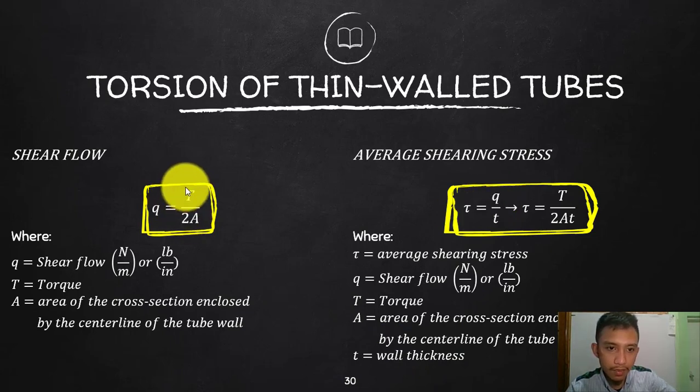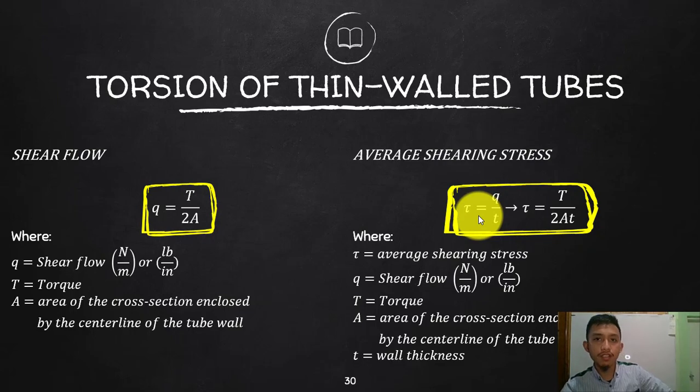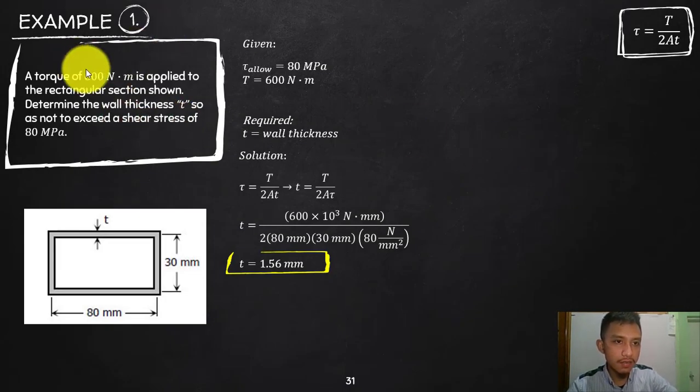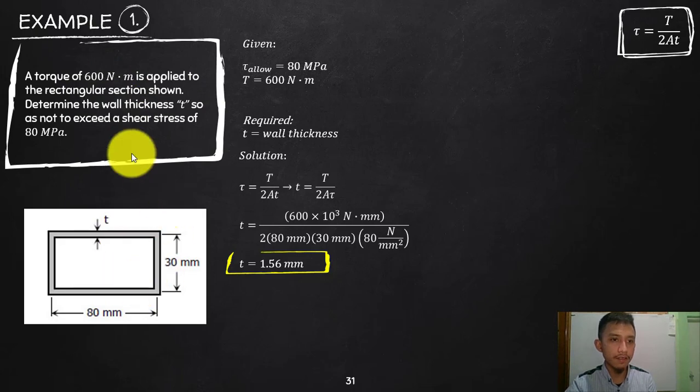So that you will have here T over 2A times t below. That is your average shearing stress of the thin wall. So, okay, let's have this example. A torque of 600 Newton meter is applied to a rectangular section shown here. Determine the wall thickness so as not to exceed a shear stress of 80 megapascal.